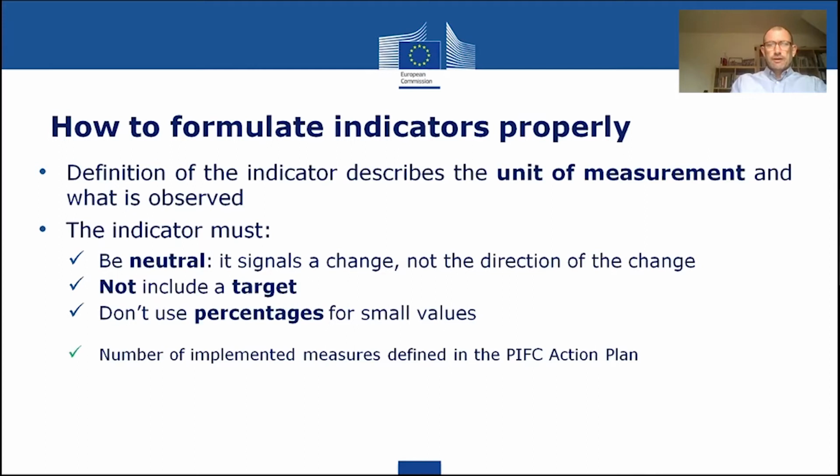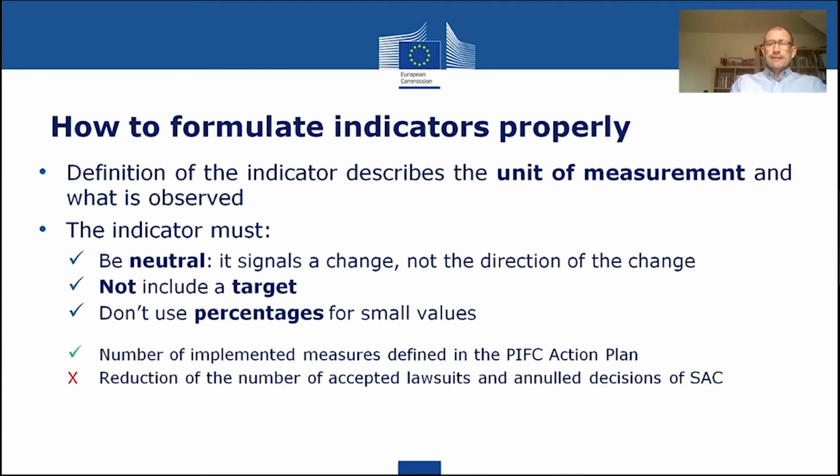Okay, here's a bit of an example. Number of implemented measures defined in the Public Internal Financial Control Action Plan. There you go. It tells us what we're measuring. So the implemented measures as defined in an action plan, and the unit of measurement is the number of these things. It doesn't contain any reference to a target or the direction in which we expect the indicator to move.